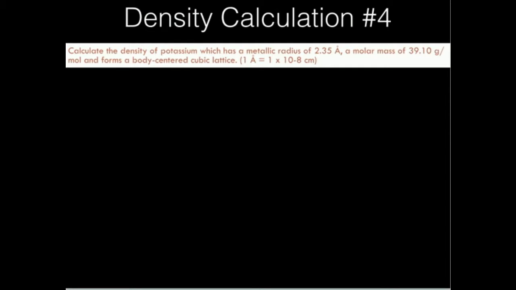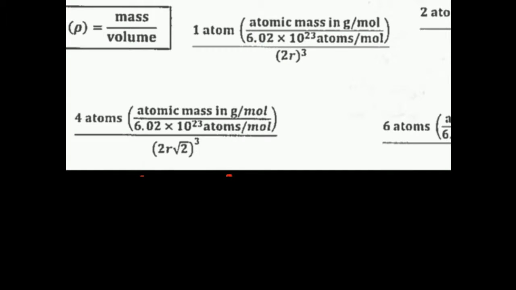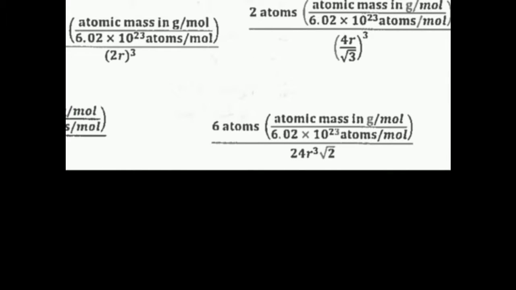All right, here we want to calculate the density of potassium, which has a radius of 2.35 angstroms, a molar mass of 39.1 grams per mole, and it forms a body-centered cubic lattice. All right, so we're going to go to our work here. Body-centered is actually going to be this formula right here. And what we want to do is calculate the density here.